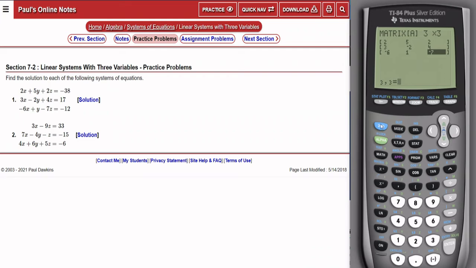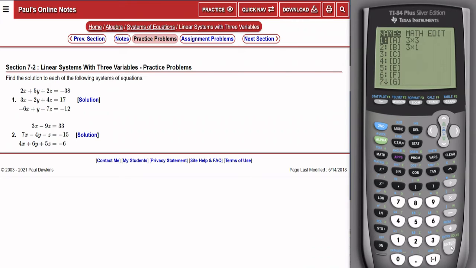I'm going to go ahead and edit my next matrix, which is B. That should be a 3x1 matrix. I'm going to put negative 38, 17, and negative 12.